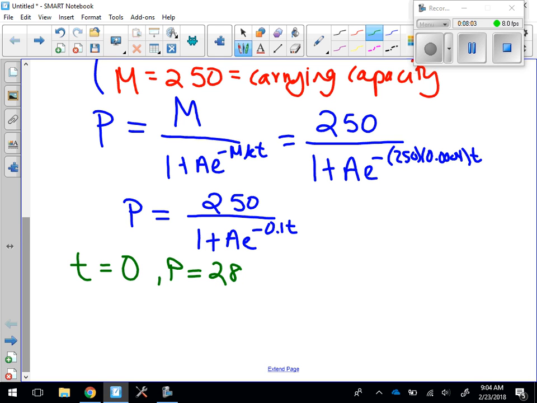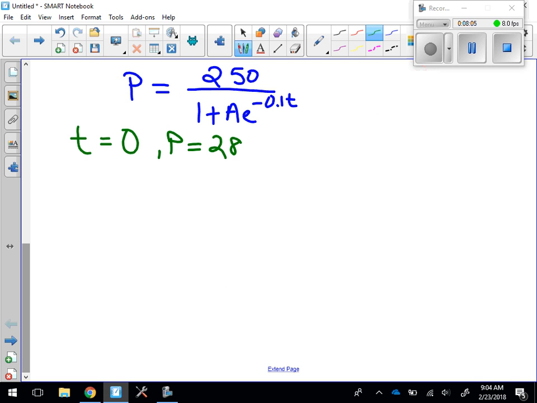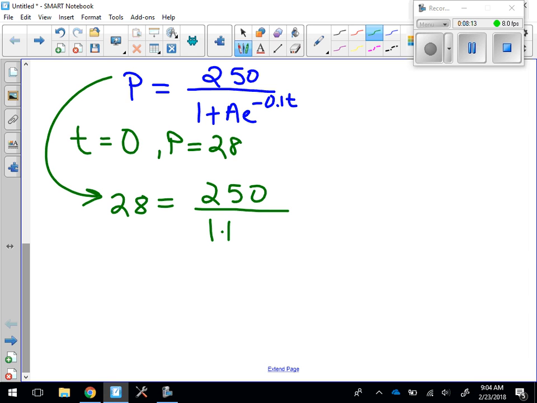Okay, so if we substitute that in from our equation up here, that gives us 28. On the other side, we've got 250 over 1 plus, effectively, A times e to the 0. And we know that e to the 0 is 1. So this is going to give us 250 over 1 plus A.